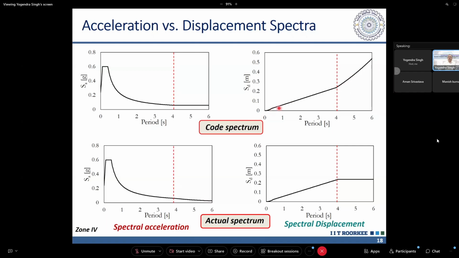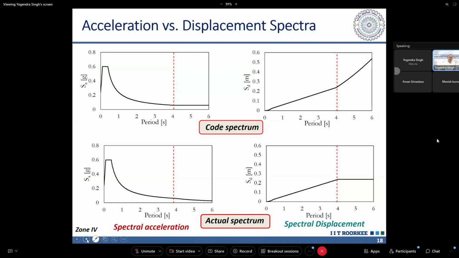So in our code, if I convert the response spectrum given in our code to the displacement spectrum, then beyond 4 seconds the displacement is going to increase parabolically, a very high increase. Whereas in reality, after this, it is the displacement control range. So it should be proportional to 1 upon T square, and the displacement should become constant. So at longer periods, this displacement should have been constant, but currently if we follow the response spectrum of our code, it will indicate that the displacement is increasing tremendously in a parabolic fashion.